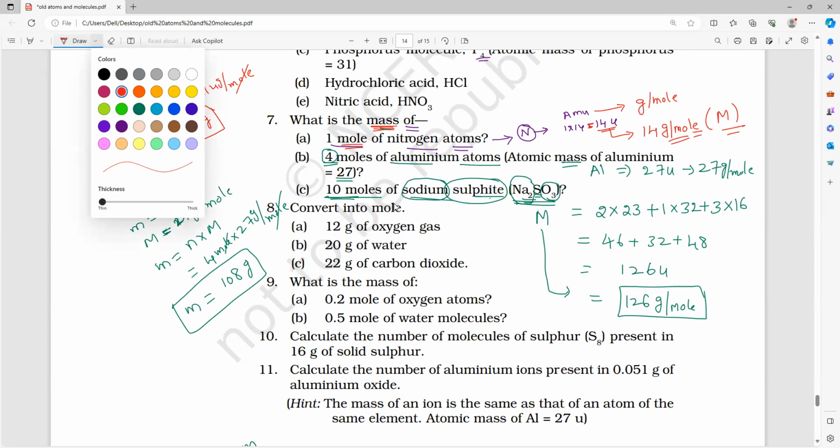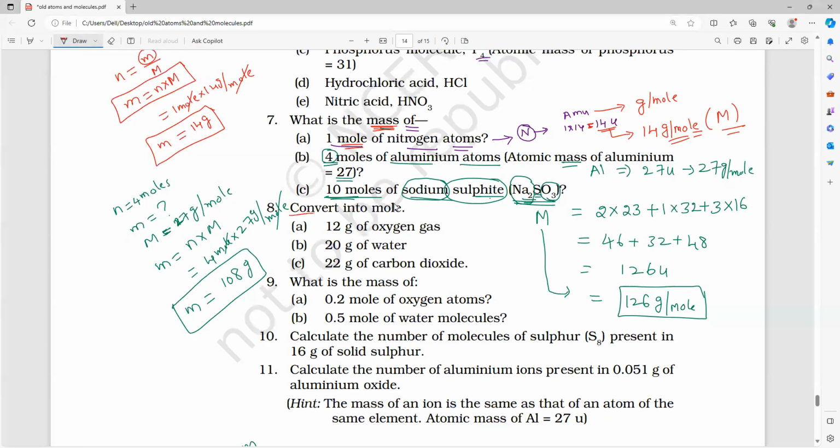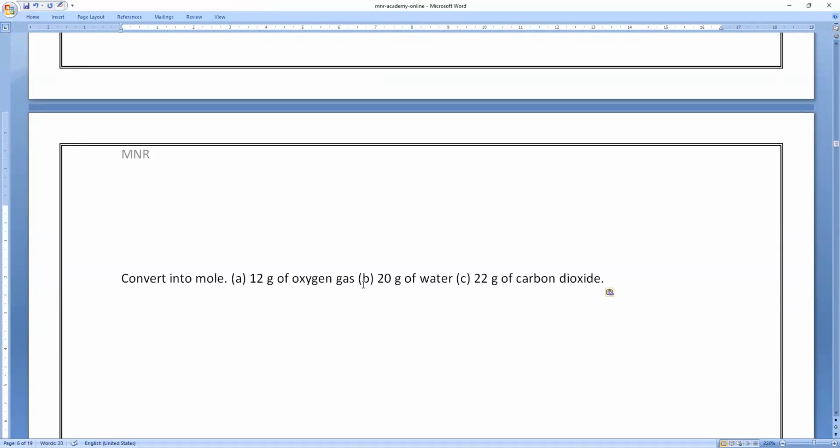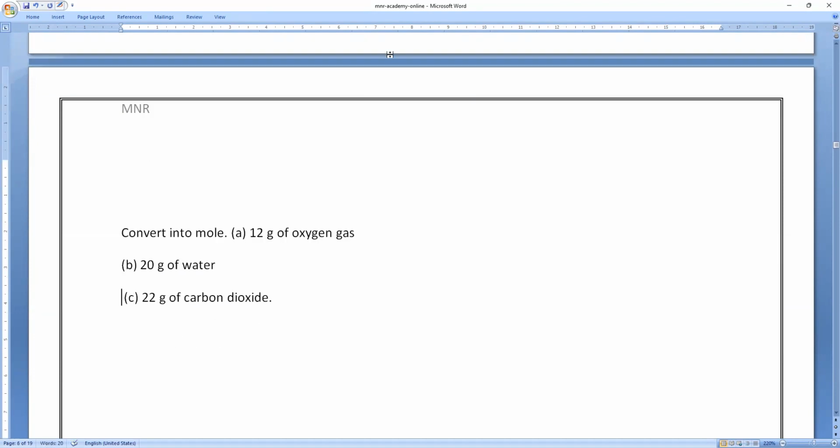Next. Completed. So we'll go to the next question, everybody. Yes. So let us go, I'll take it to the PDF and we'll see that. Right, next question, everybody. So, what is the question you can see? A part, B part, and C part. One by one you can solve. So, convert it into moles. They are giving mass. So, it's very simple.